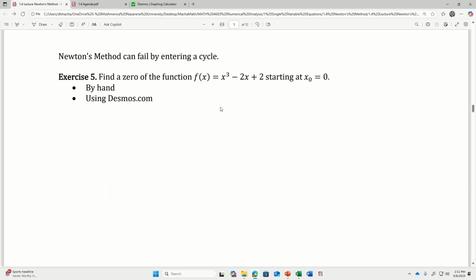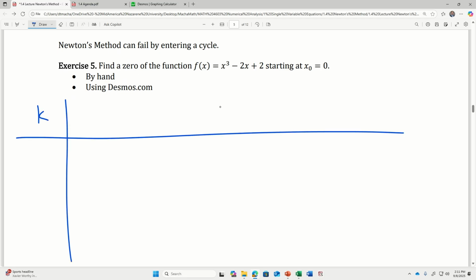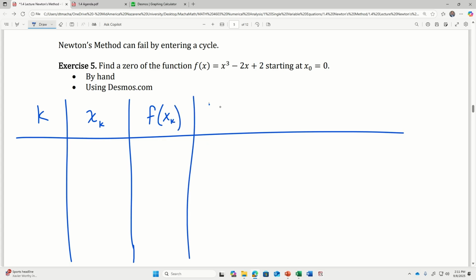Now, Newton's method can fail if it enters a cycle. So let's do this. Same function, right? Same function. We are going to solve this by hand using Newton's method, but even though it's the same function, we're going to start off with a different initial iterate, and that is going to end up being what creates this failure, this cyclic failure.